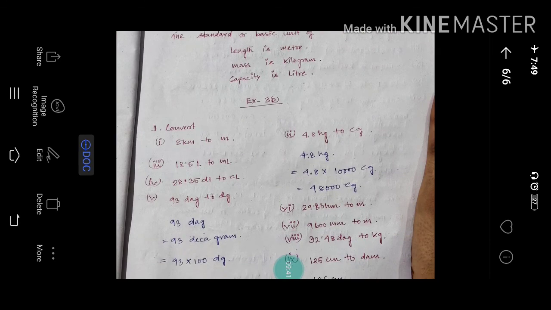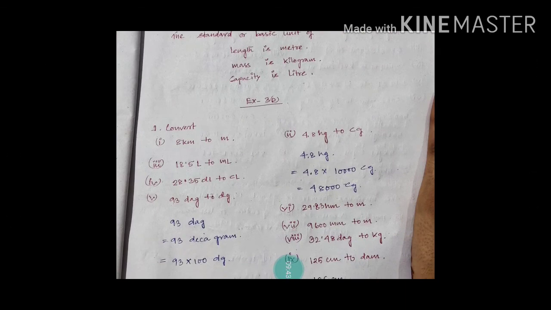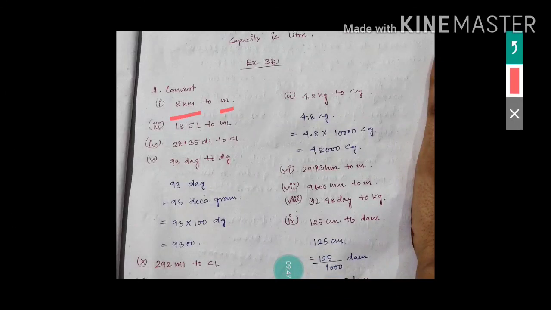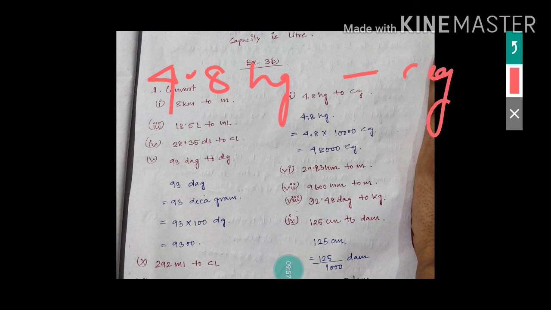Okay, now see the question. The question given is 8 kilometer to meter. This one is easy. The tough one I am doing: 4.8 hectogram to centigram you have to convert.